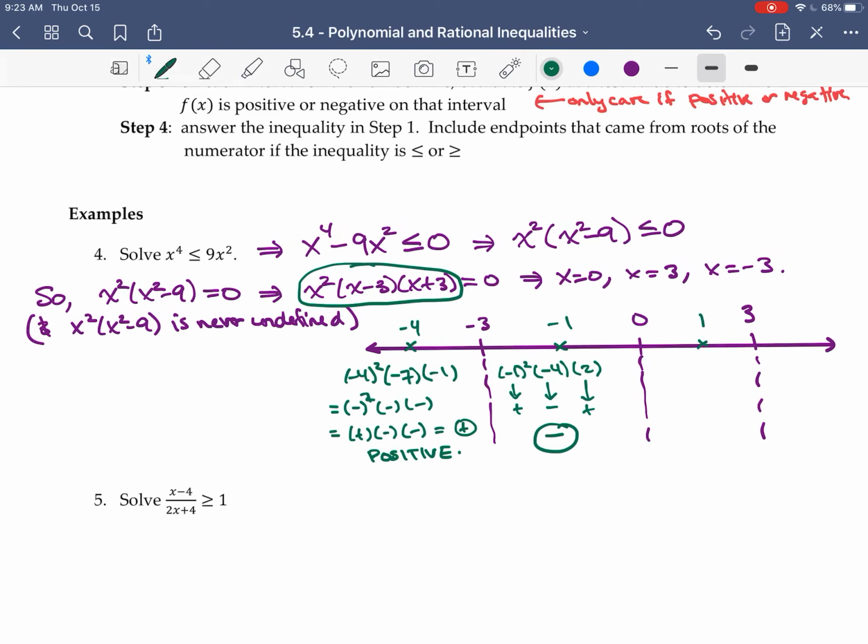If I do 1, then I'm going to have 1 squared. 1 minus 3 is negative 2, and 1 plus 3 is 4. So again, positive, negative, positive. So this interval is also negative. Okay, now if I try 4, that's going to be 4 squared. 4 minus 3 is 1, and 4 plus 3 is 7. So here I have a positive times a positive times a positive. This is definitely positive.